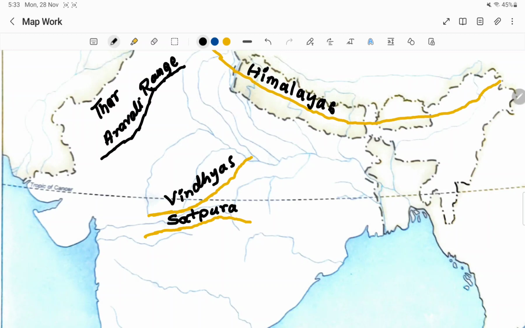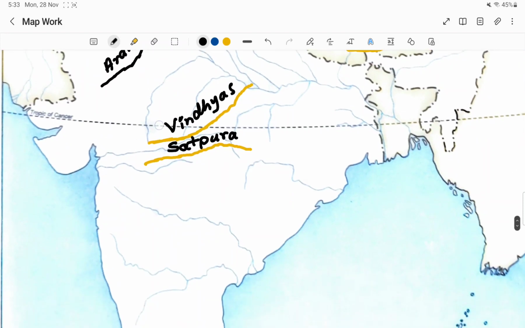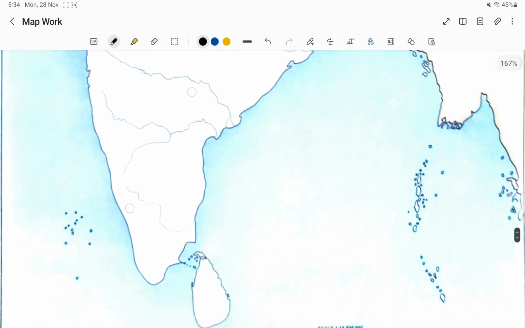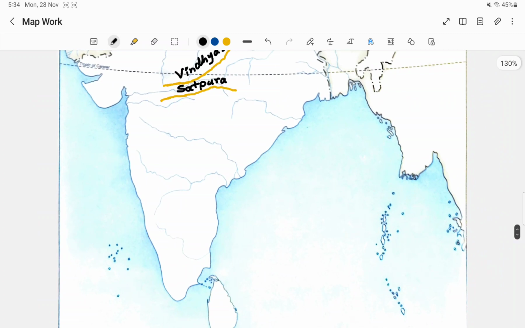Now the next topic is Eastern and the Western Ghats. So let's just come to the peninsular region of India to mark the Western and the Eastern Ghats. First, on the right side, that is on the eastern side of peninsular India, we will see Eastern Ghats. So these are the Eastern Ghats.